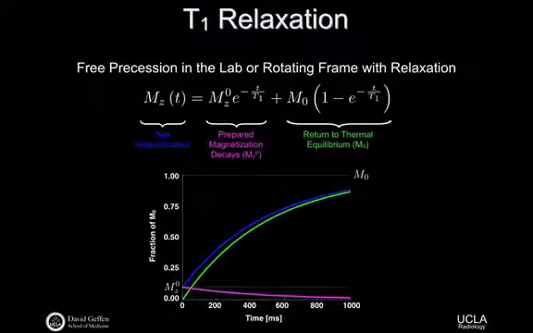And if the system is left unperturbed, we're talking about free precession after all, then there will be a return to thermal equilibrium, right? Meaning for very, very long times relative to the underlying T1, this term will go to zero. So that's this purple term here sort of decaying to zero. And the return to equilibrium term here means that the magnetization wants, so to speak, to get back to M0, right? So for very long periods of time, your Mz magnetization eventually gets back to your M0 magnetization.